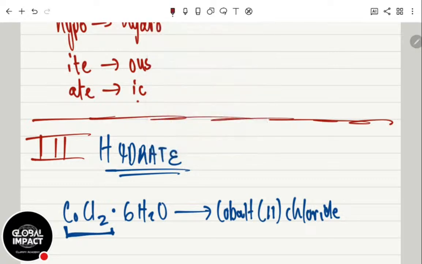Then I now put the hydrate. This is the .H2O. For .H2O, you just see how many waters there were. Here there were 6. So you now just say hexahydrate.